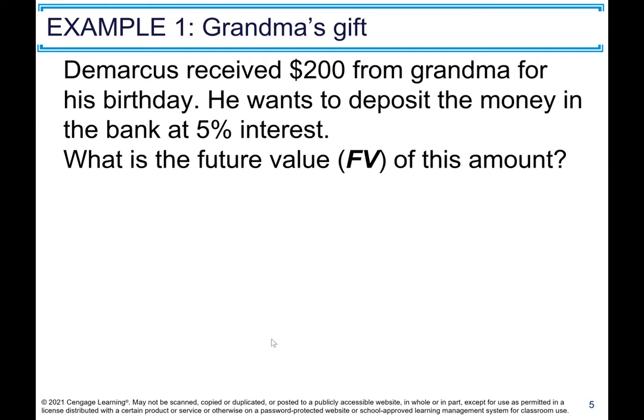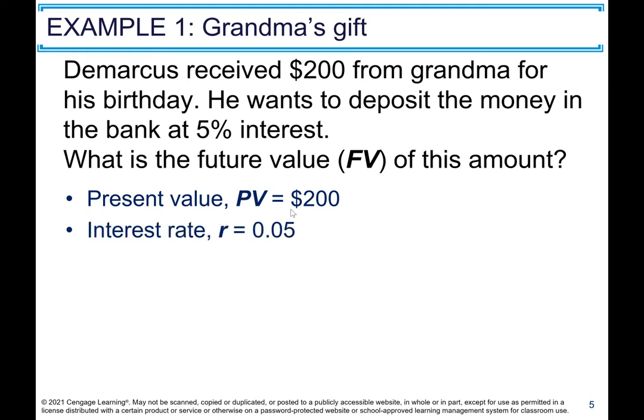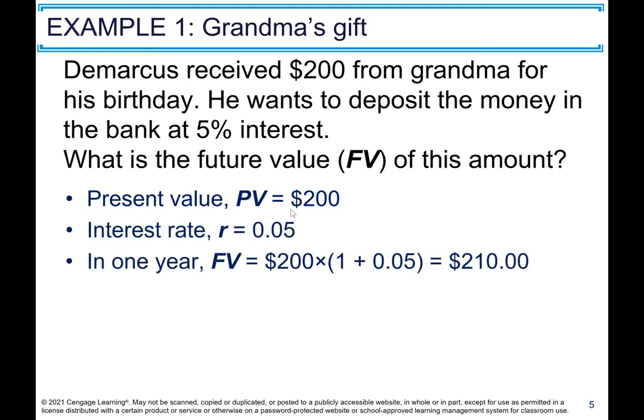Example 1, Grandma's gift. Marcus received $200 from Grandma for his birthday. He wants to deposit the money in the bank at 5% interest. What is the future value, or FV, of this amount? So the present value is 200. The interest rate is 5%. In 1 year, future value is 200 times (1 plus 0.05), which is equal to 210.